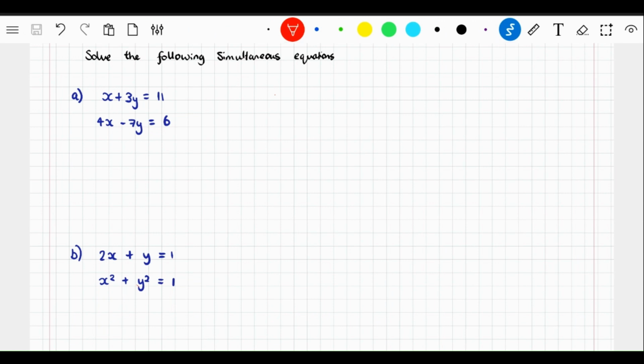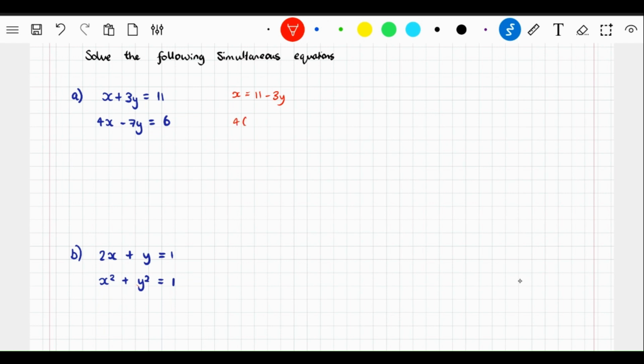Now for this first question here, it says solve the following simultaneous equations, and we'll be looking at part A first. So what we want to do is eliminate one of these unknowns, and how we're going to do that is we'll look at this first one first because it's a little bit easier. And we're going to take away this 3y here. So if we do that, we're left with x equals 11 minus 3y.